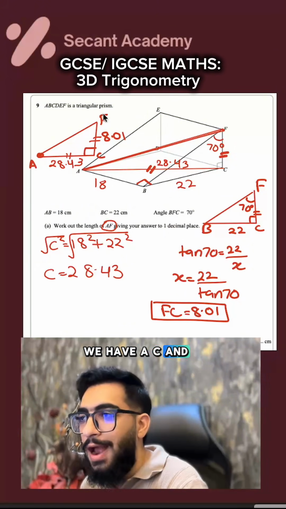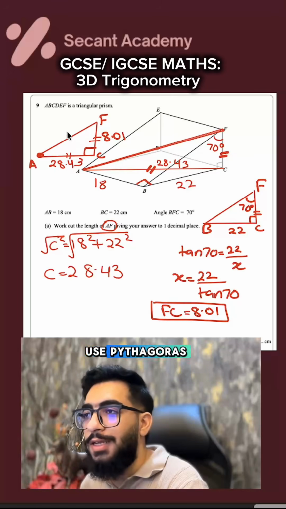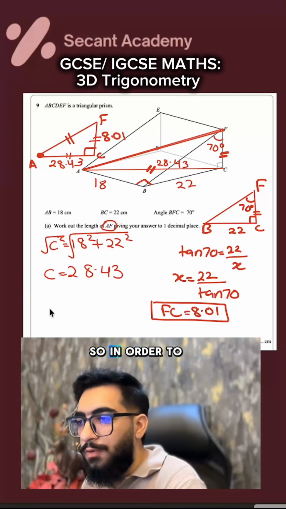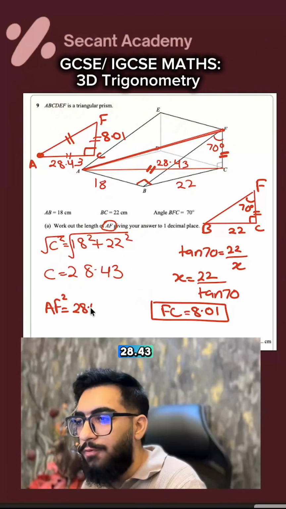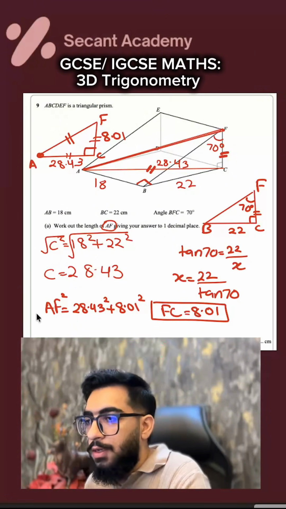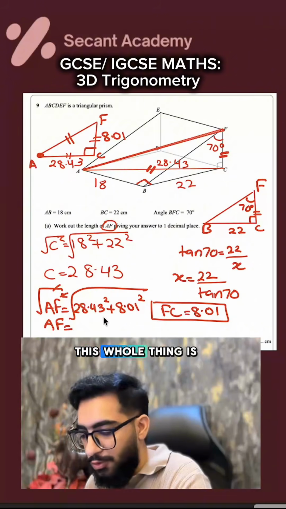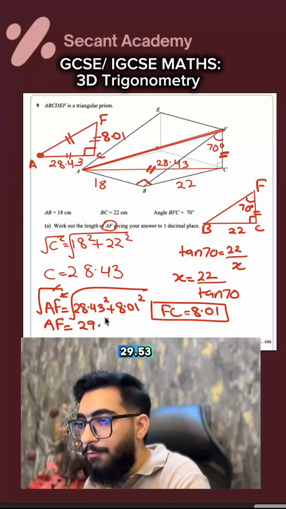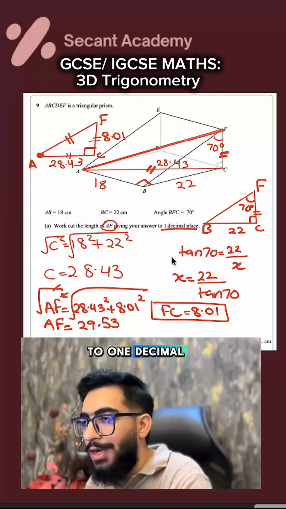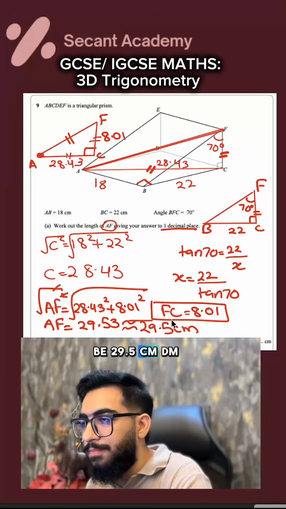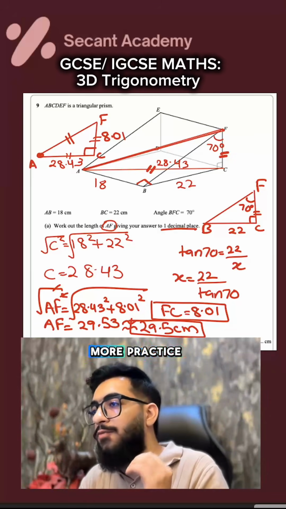Now we have everything. We have AC and FC, and we can use Pythagoras theorem to find out what AF is. AF squared equals 28.43 squared plus 8.01 squared. If we take the square root on both sides, the square cancels the root. So AF would be the square root of this, and the square root of this whole thing is 29.53. We have to write our answer to one decimal place, so it would be 29.5 centimeters. DM 3D, and I'll share 5 more practice questions with you.